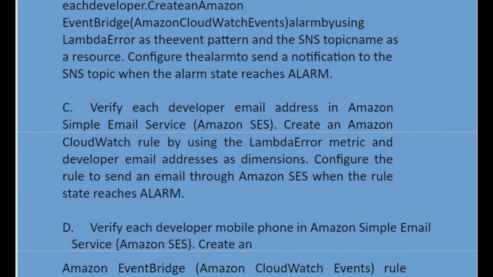Option C, verify each developer email address in Amazon Simple Email Service (Amazon SES). Create an Amazon CloudWatch rule by using the Lambda error metric and developer email addresses as dimensions. Configure the rule to send an email through Amazon SES when the rule state reaches alarm.